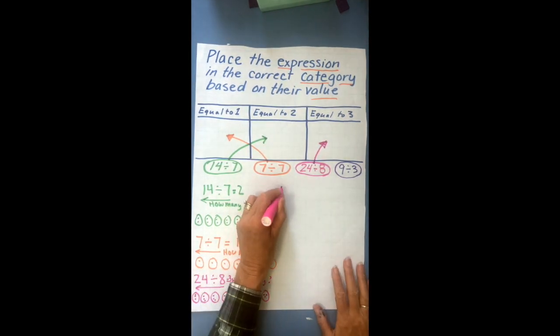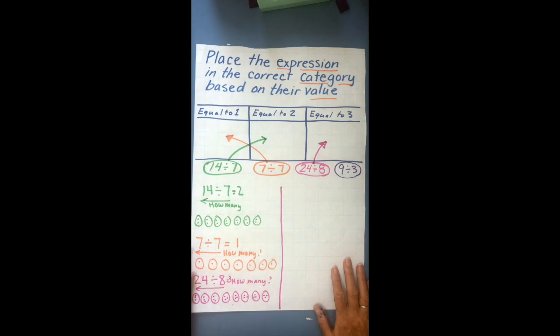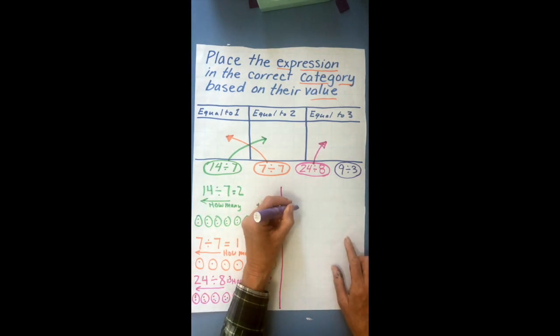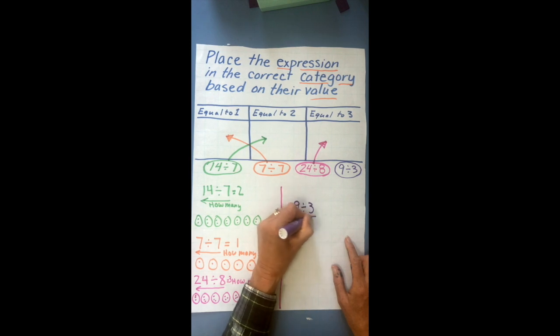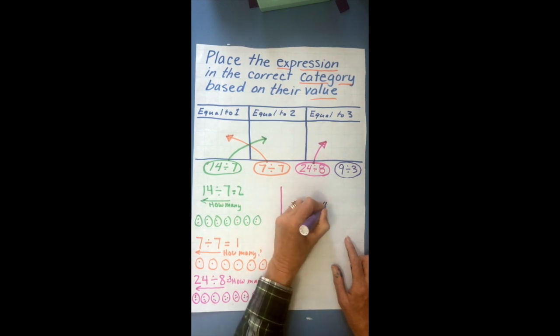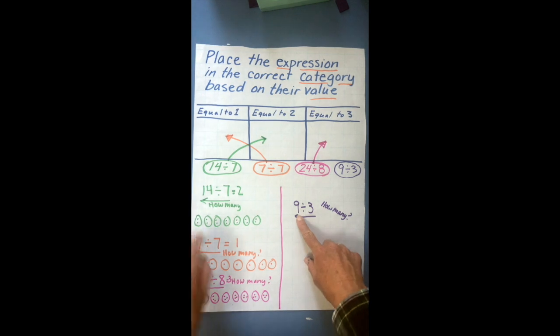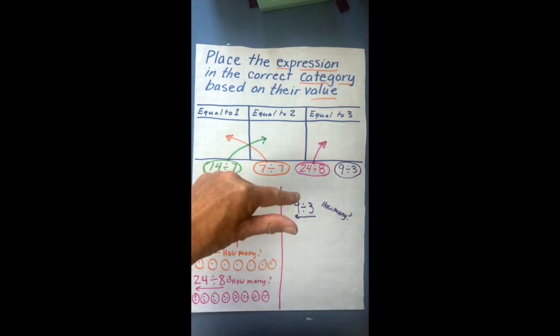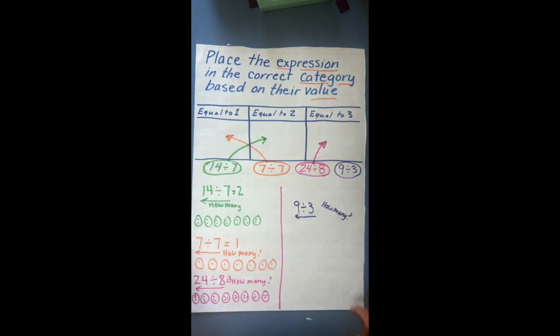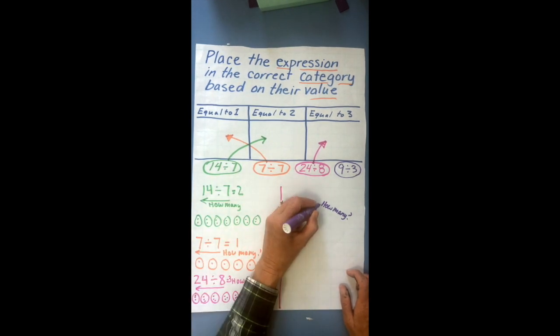Last one, and I'm just going to divide this up because I'm running out of room. I'm going to do the purple one here. So 9 divided by 3. I know I'm going backwards and asking how many. So how many 3s are in 9? So skip counting by 3s. I count until I get to 9. 3, 6, 9. Oh, 3 fingers. So that's equal to 3.